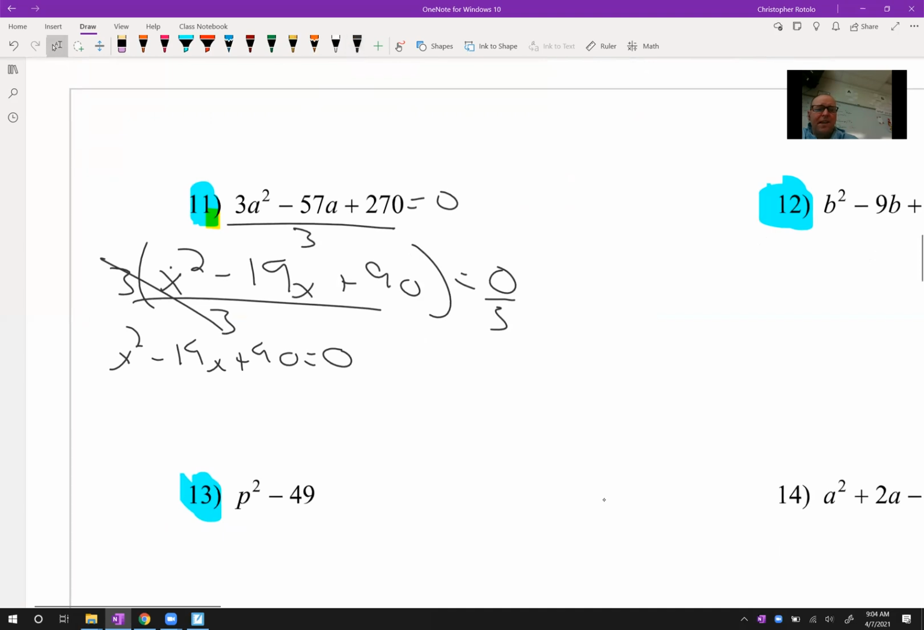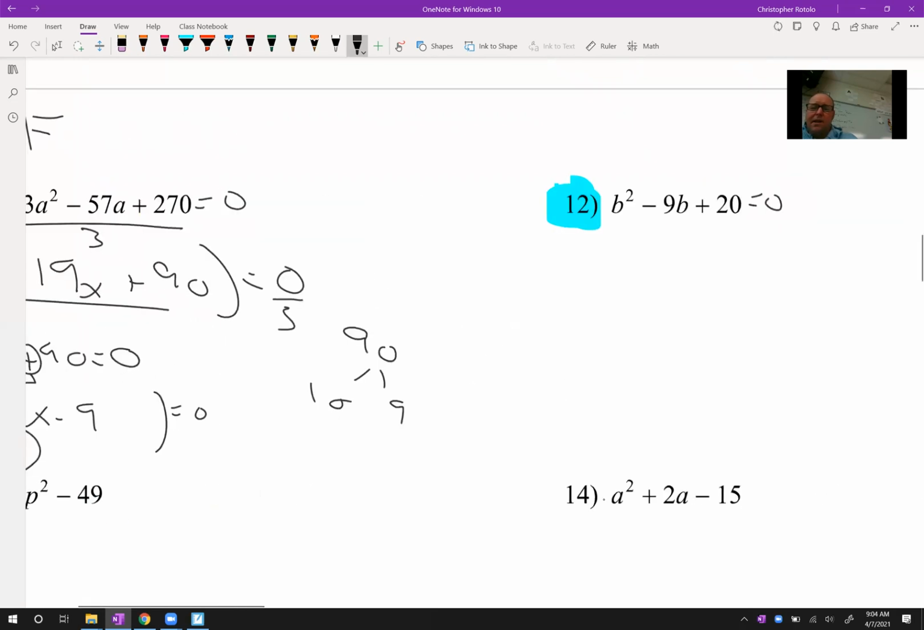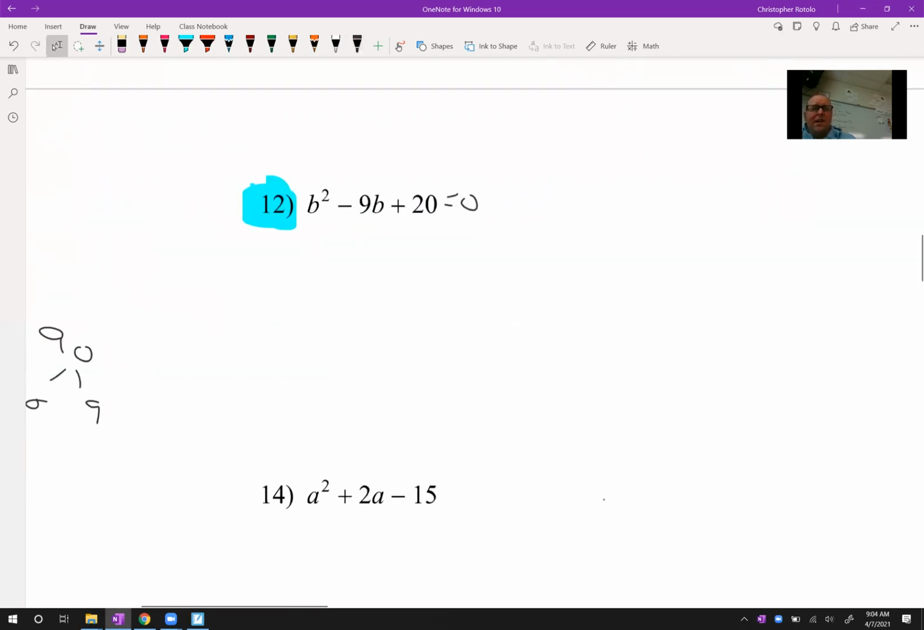And what factors of 90 add up to 19? Well, that's 10 and 9. Okay, so I'm going to go straight to my answer. I don't have to factor by grouping because I had 1x squared. So I have x minus 10 equals 0 and x minus 9 equals 0. I can squeeze those in. So I'd have to add the 10 and add the 9. So 10 and 9 become our solution. So this one here had a GCF. I don't want you to forget about some of those basics if the problem has a lot of stuff going on. And also, remember we had 1 in front here.